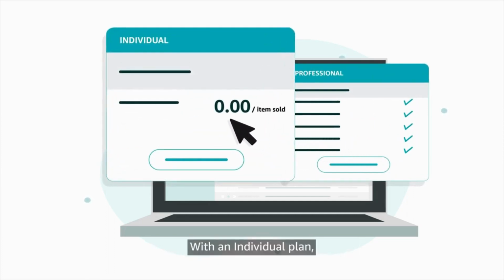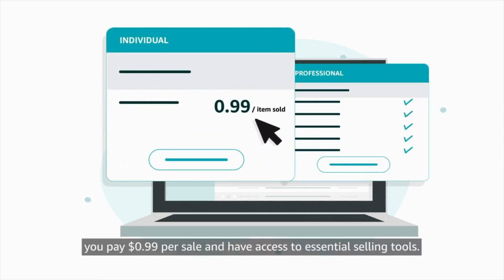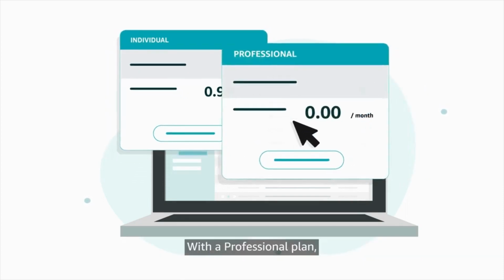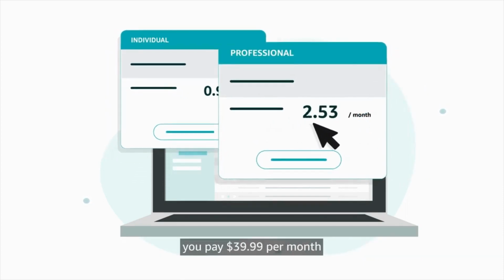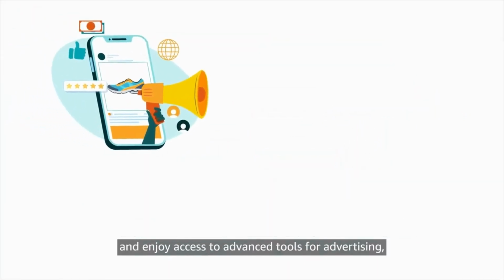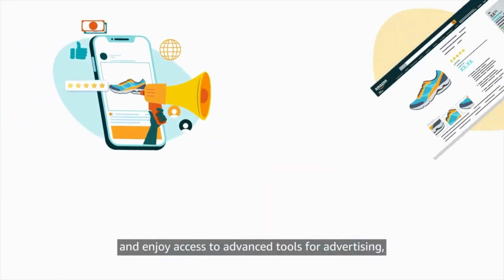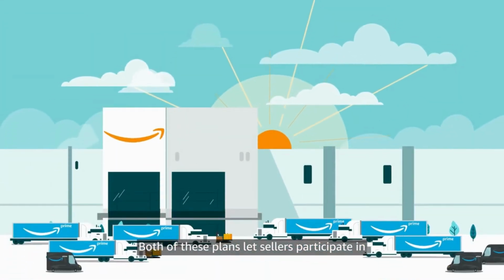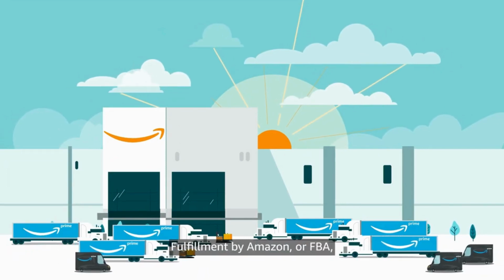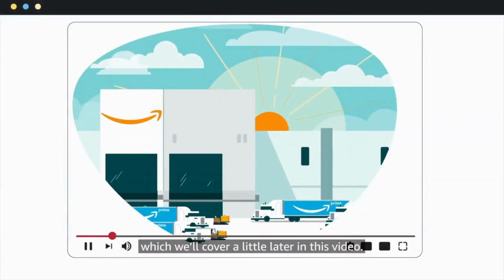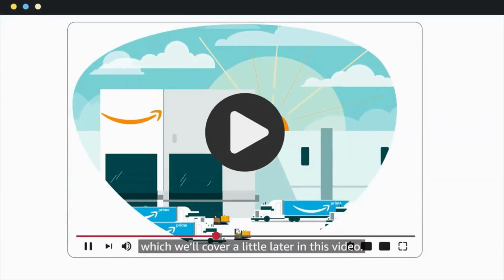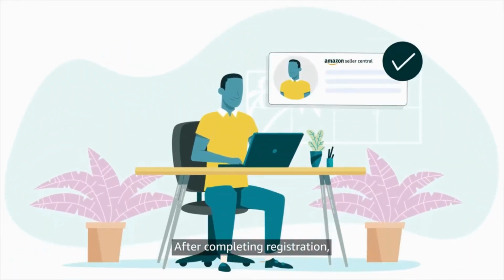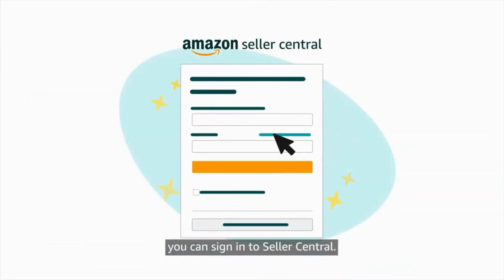With an individual plan, you pay 99 cents per sale and have access to essential selling tools. With a professional plan, you pay $39.99 per month and enjoy access to advanced tools for advertising, listing, and pricing. Both of these plans let sellers participate in Fulfillment by Amazon, or FBA, which we'll cover a little later in this video. After completing registration, you can sign in to Seller Central.